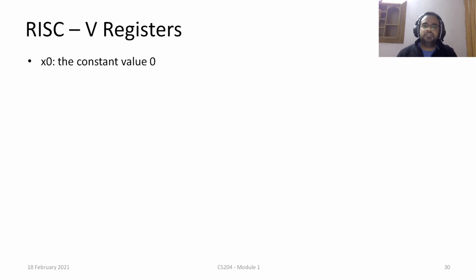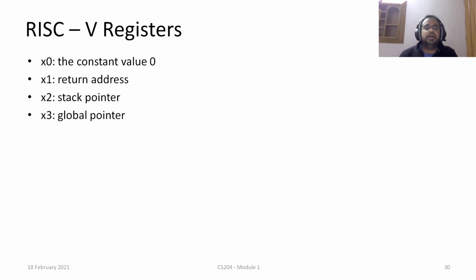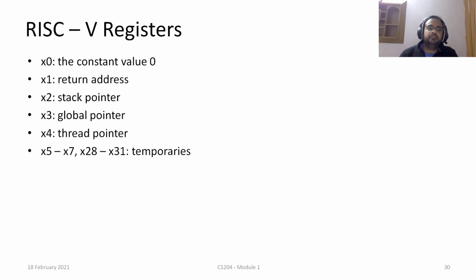Okay, before that, let's try to understand the 32 registers labeled x0 to x31. So x0 always stores 0. x1 is used to store the return address. x2 is used to store the stack pointer. x3 for the global pointer. x4 for the thread pointer.